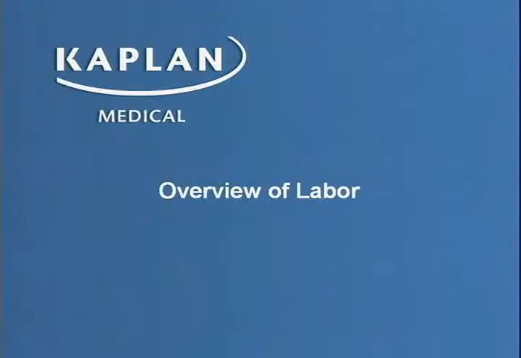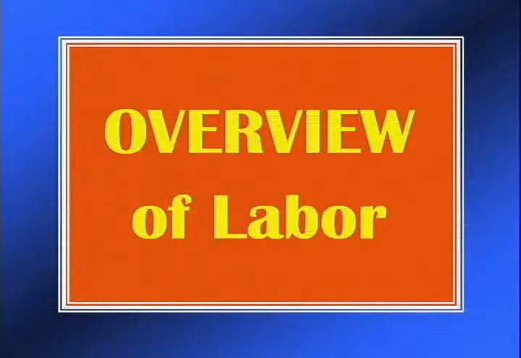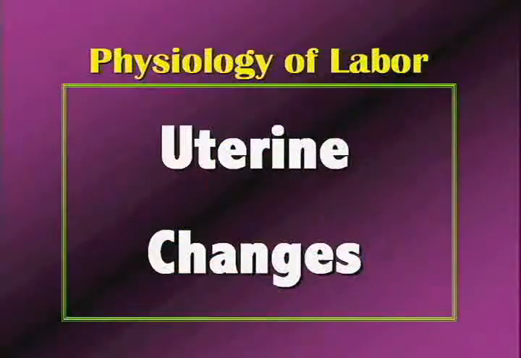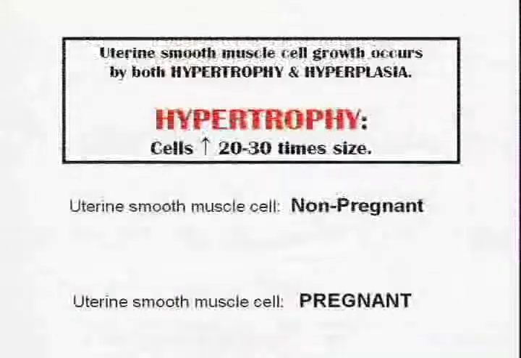All right, this next chapter is chapter 14, Normal and Abnormal Labor. We're going to start with an overview of what labor is all about. I want to first talk about uterine changes.